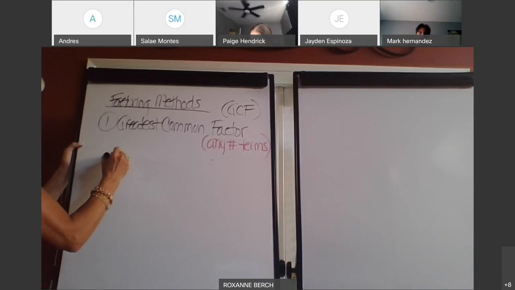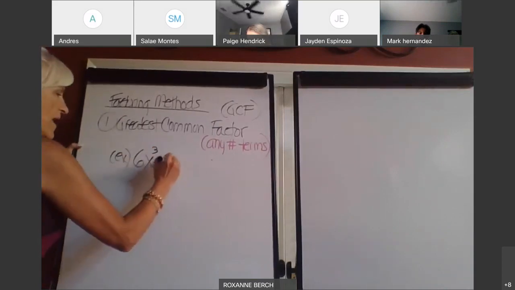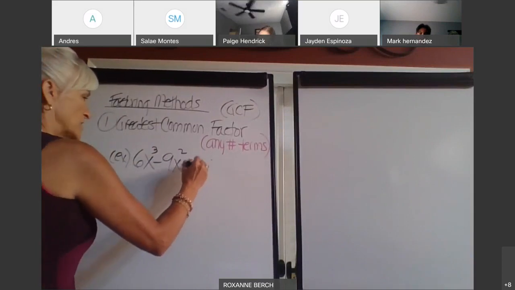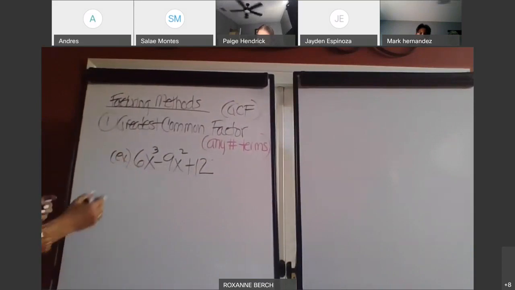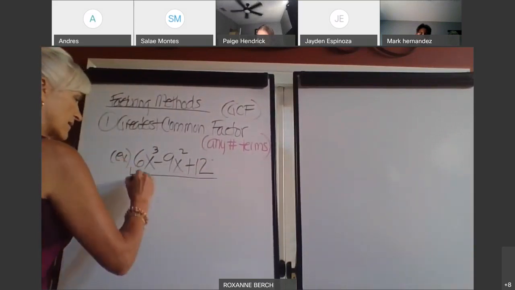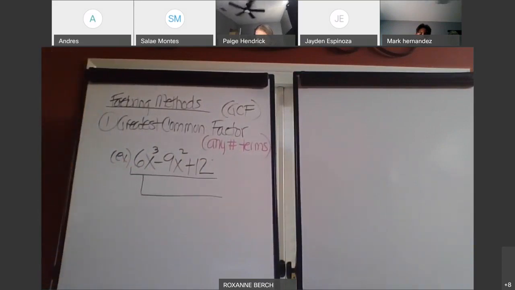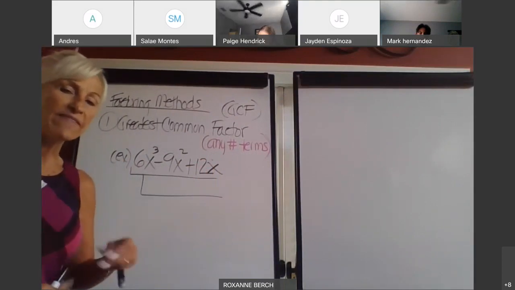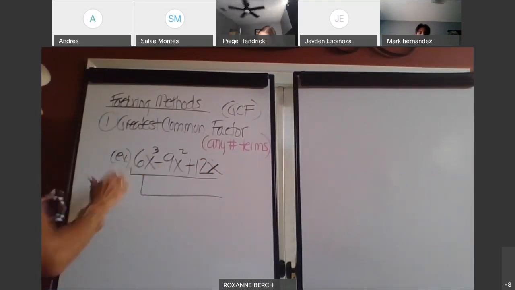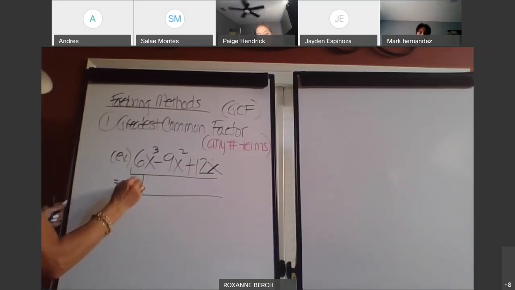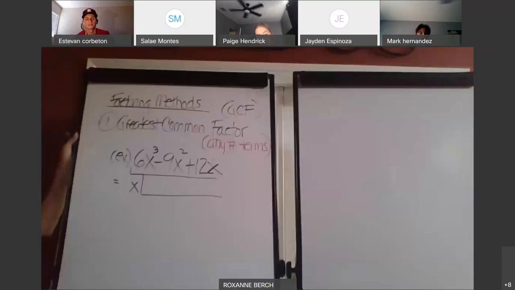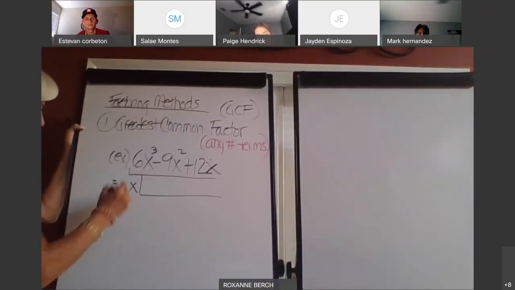So if you had something like 6x cubed minus 9x squared plus 12x, that is a cubic trinomial. So you would build a cake and find out what's common. You're going to look at the numbers and the variables and tell me what's common. X. 3x. Yep, there's an X in all of them, right? Okay, what else? 3. Yeah.